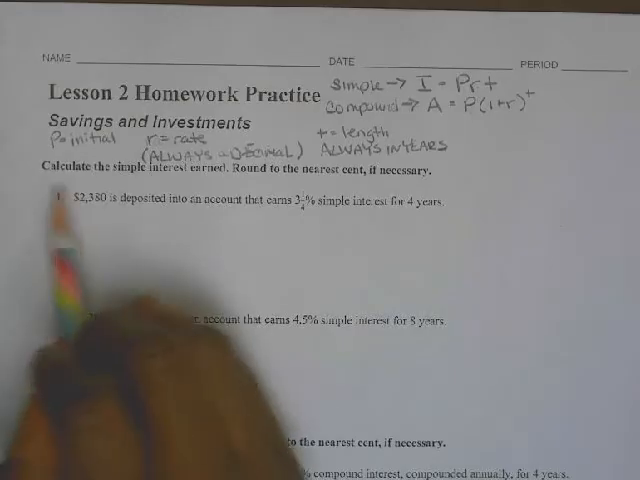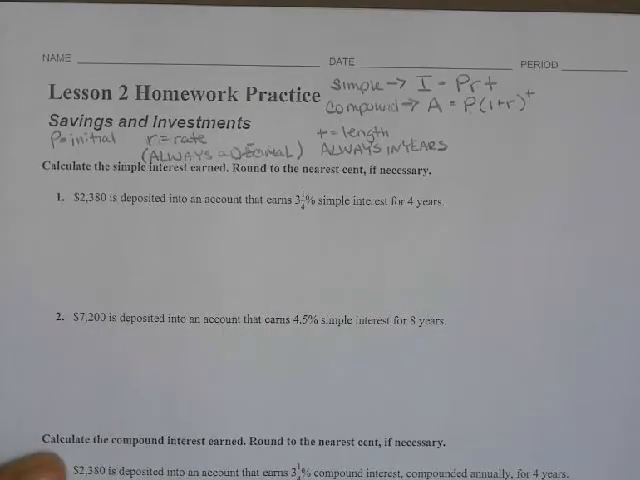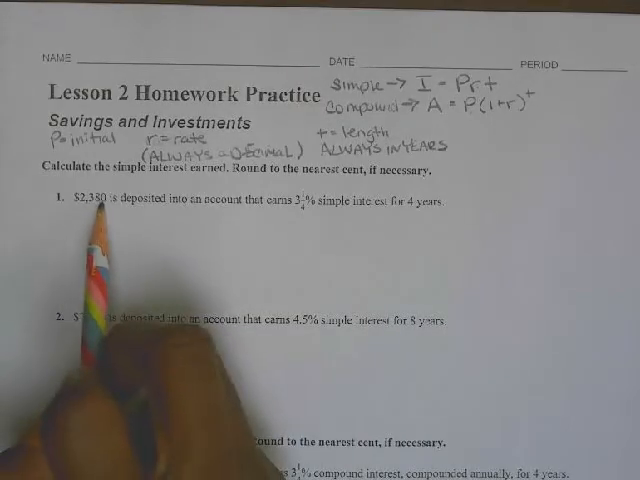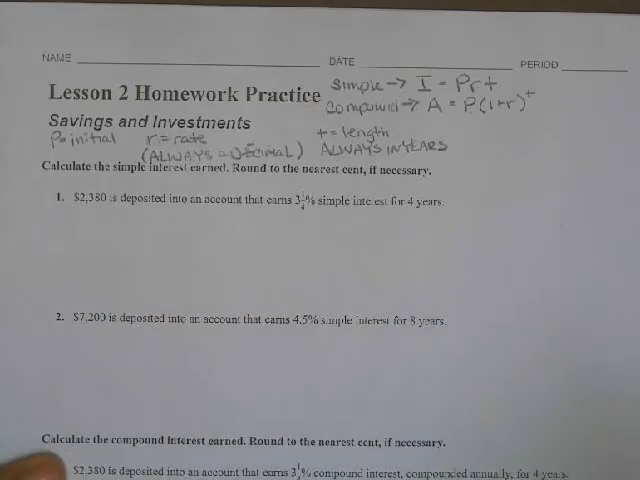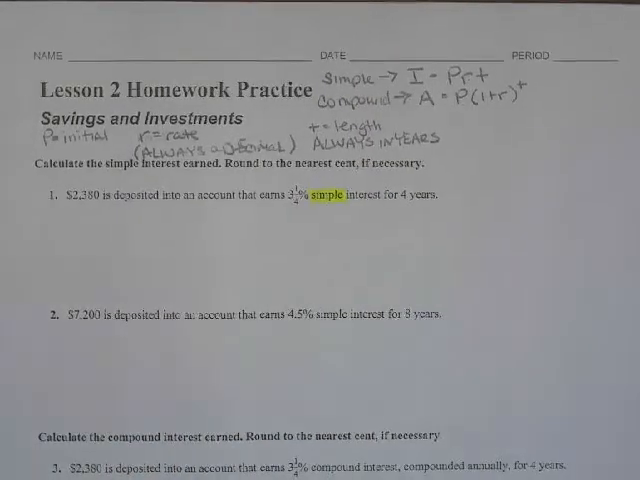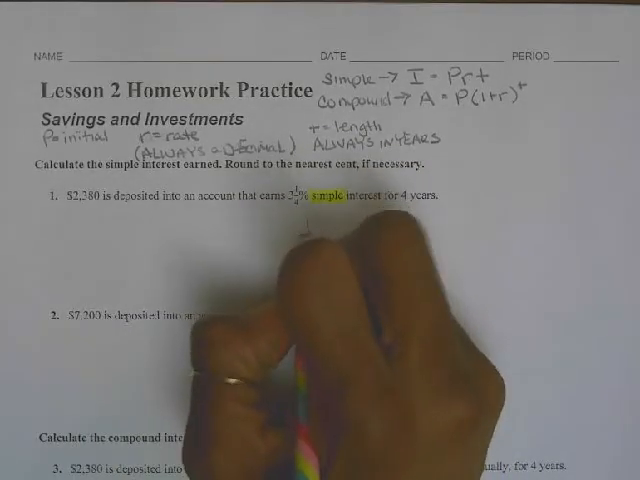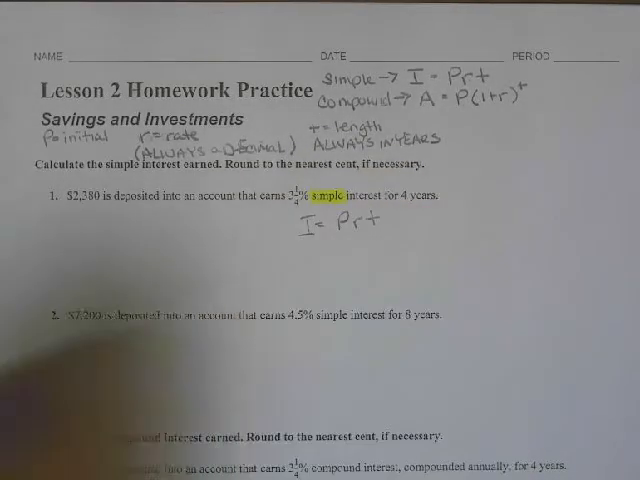So this is saying calculate the simple interest earned, round to the nearest cent if necessary. In my actual question, I still want to go ahead and highlight or underline, whichever you choose, what kind of interest are you asking me for? So this says $2,380 is deposited into an account that earns 3.14% simple interest for 4 years. So I'm going to highlight this. When I go to my star chart, and remember I just wrote them here, I'm making sure that I'm using the right formula. So that formula, I equals PRT.